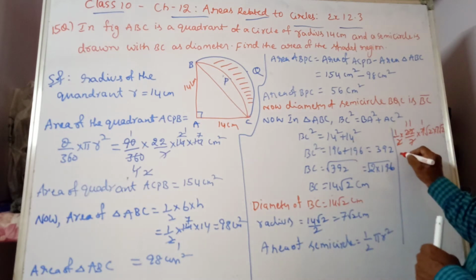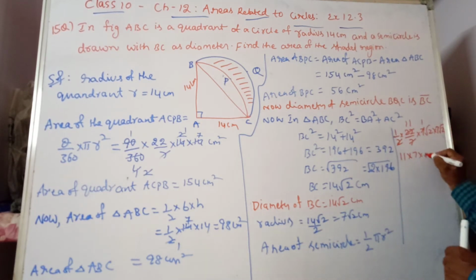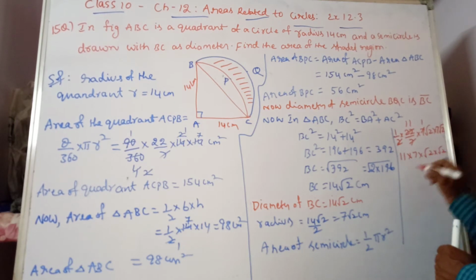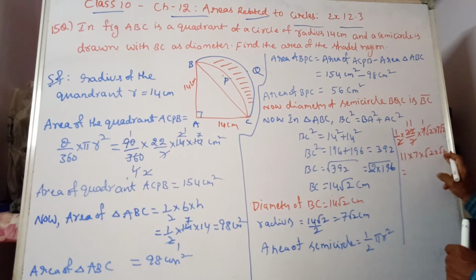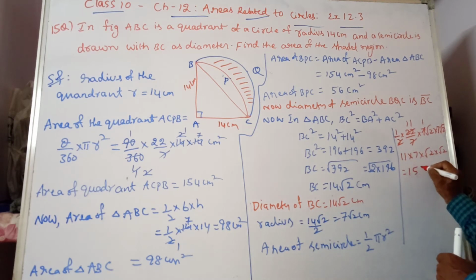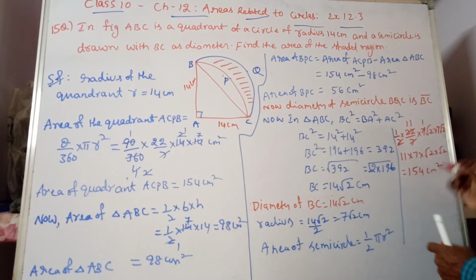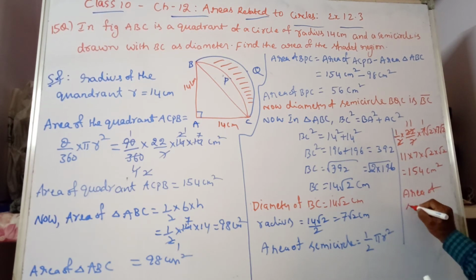Now we have the terms here, 11 into 7 into root 2 into root 2. Root 2 into root 2 is 2. Are you following? Okay. 7 twos are 14. 14 into 11, 154 centimeters square. This is the area of the semicircle.